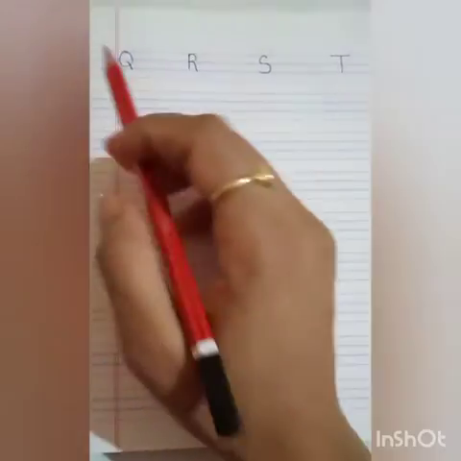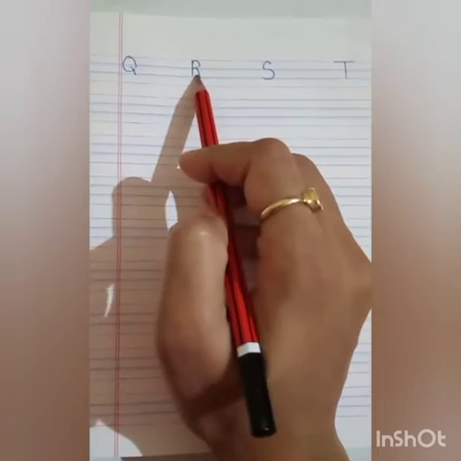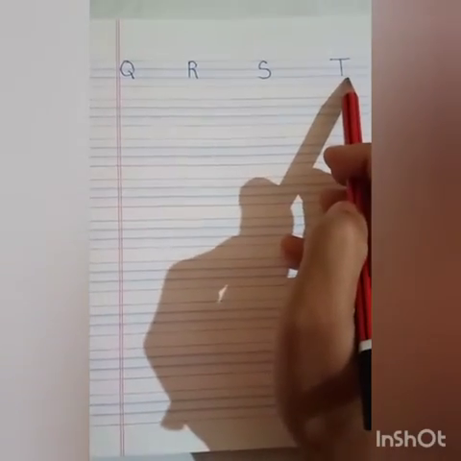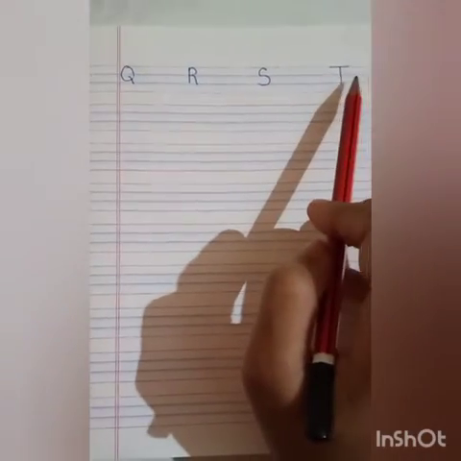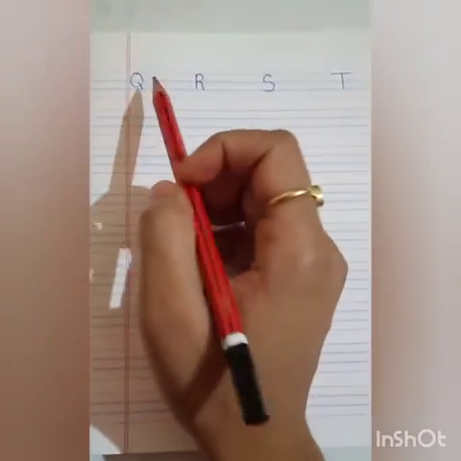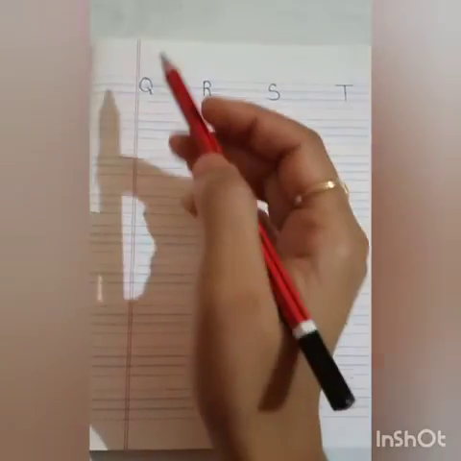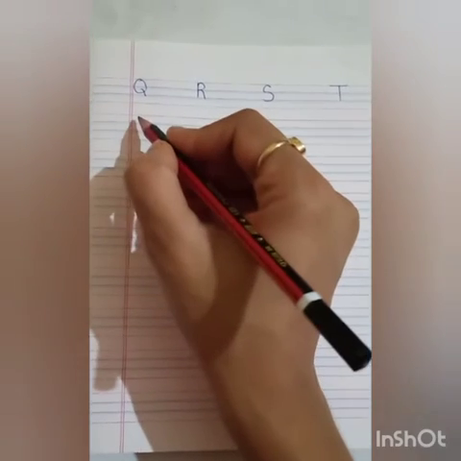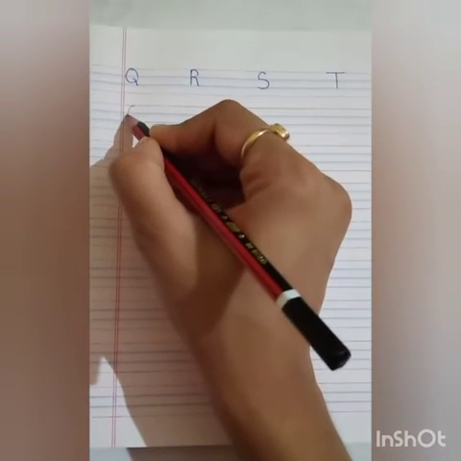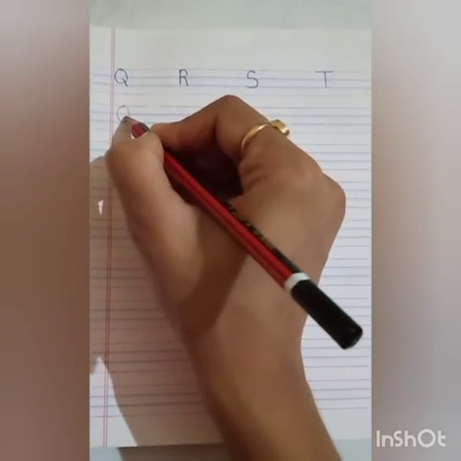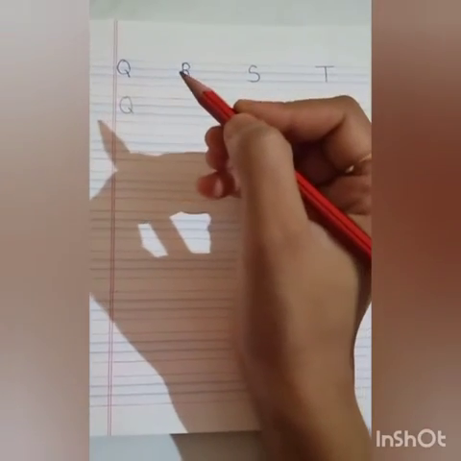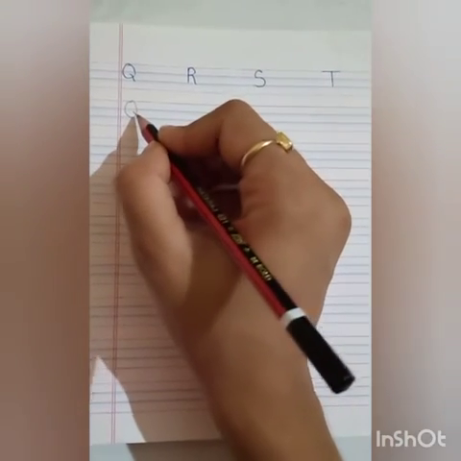Let's start writing in our notebook. This is letter Q, R, S, T. So first we'll start with letter Q. We'll make a circle all the way around, and then we'll make a little slanting line. Like this. This is letter Q.